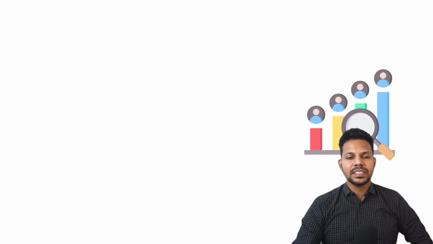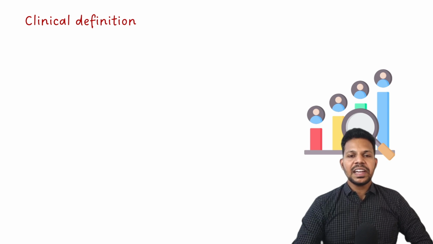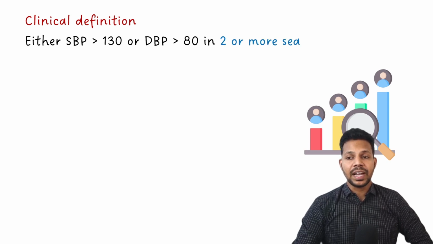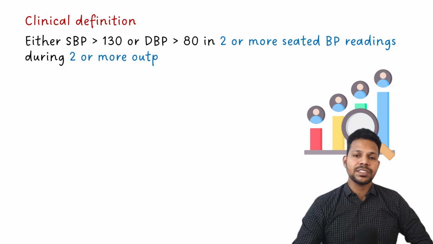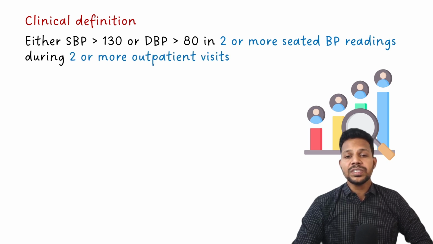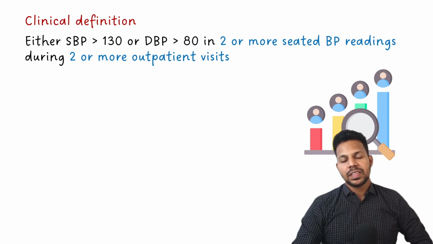So let's start with the clinical definition. The clinical definition says a systolic blood pressure of more than 130 millimeters of mercury and a diastolic blood pressure of more than 80 millimeters of mercury in at least two seated blood pressure readings during at least two outpatient visits confirms the presence of hypertension.